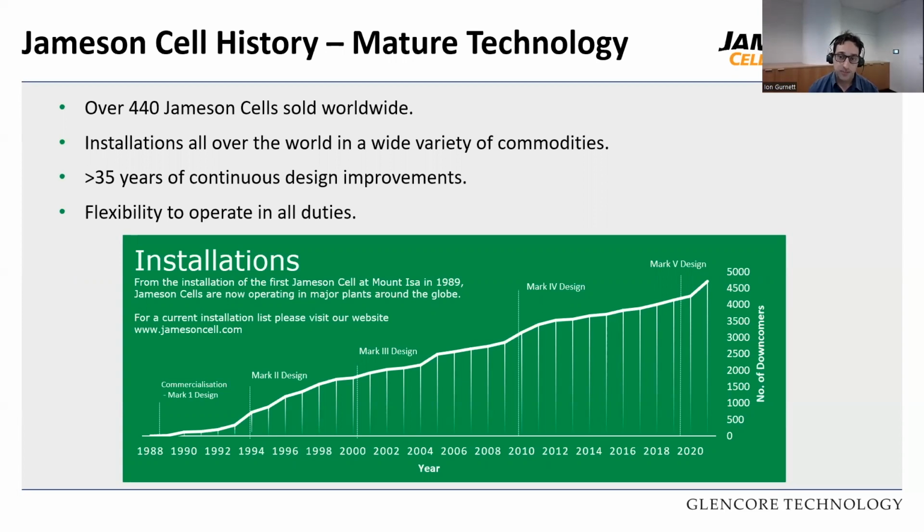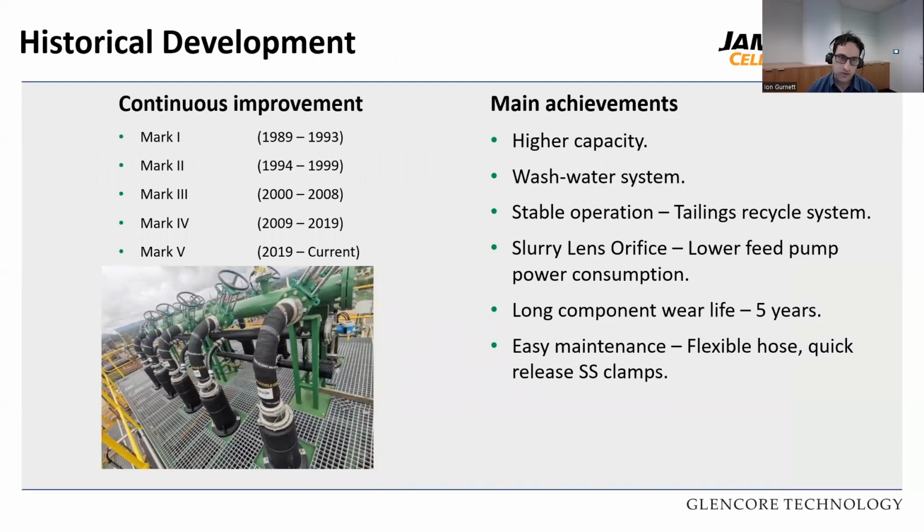A nice part to mention is it is a mature technology. We have over 35 years of continuous design improvements, and this is something I really like to stress because that really reflects the technology of where it is today. This continuous development has been categorized via various mark versions of the Jameson Cell. We're on our 5th revision, Mark 5.